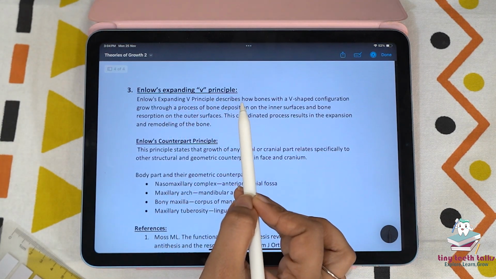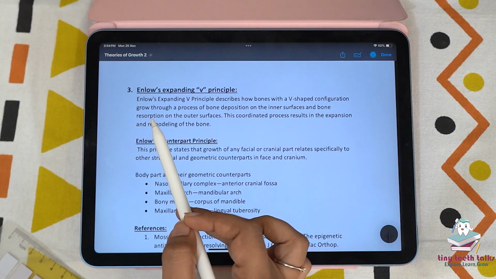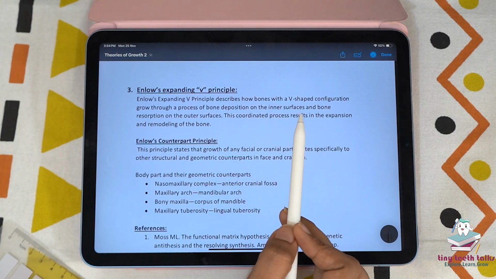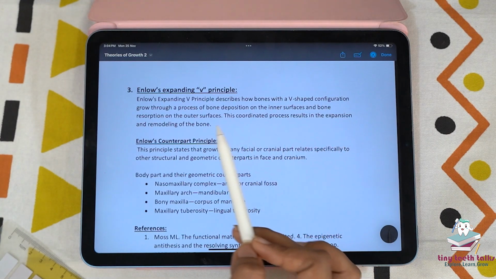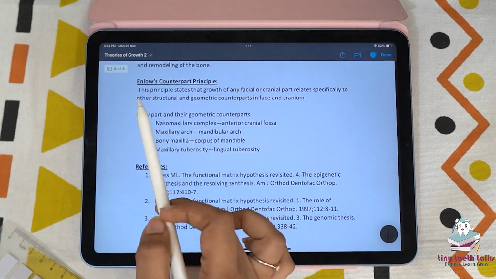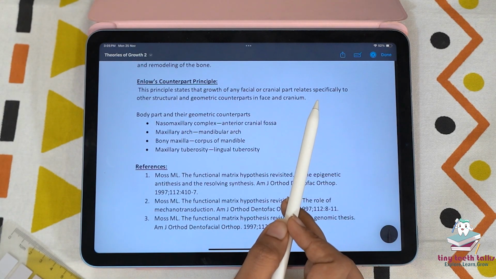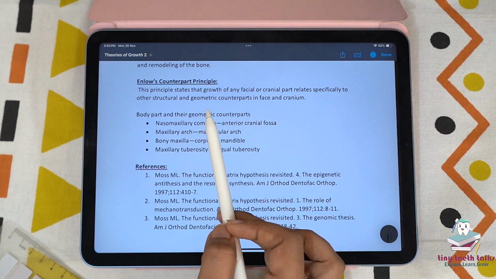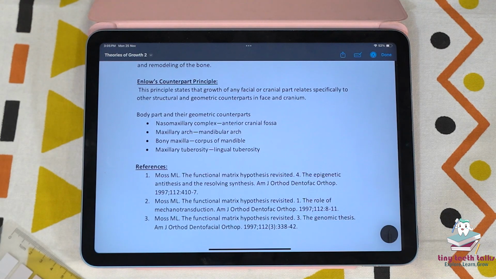Then Enlow's expanding V principle. Enlow's expanding V principle describes how bones with a V-shaped configuration grow through a process of bone deposition on the inner surfaces and bone resorption on the outer surfaces. This coordinated process results in the expansion and remodeling of the bone. Then there is Enlow's counterpart principle. This principle states that the growth of any facial or cranial part relates specifically to other structural and geometric counterparts in the face and cranium, meaning the changes in one part of the face or the skull will influence and be influenced by changes in its corresponding counterpart to maintain a balance and functional equilibrium.